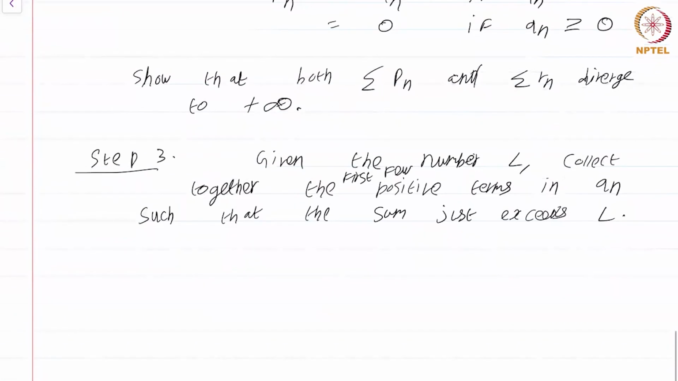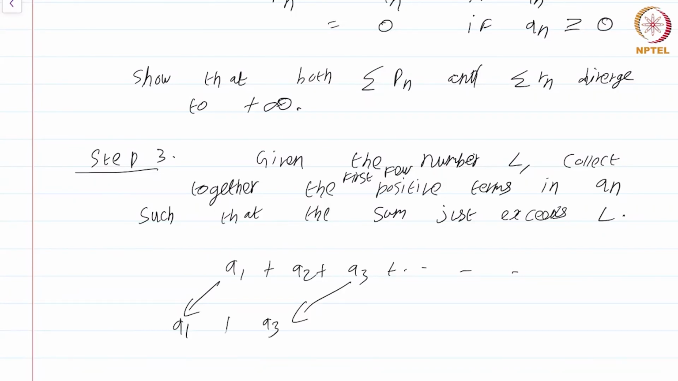Okay, so this step might require a bit of elaboration since I'm expecting you to fill up the details. You have a1 plus a2 plus a3 plus so on. Some of these terms are positive, some are negative. What I'm doing is collecting together all the positive terms. Say a1 is positive, then I put it here. Then I'm putting a3. Let's assume that a2 is negative. Let's assume that a4 is positive. I am collecting together the first few positive terms.